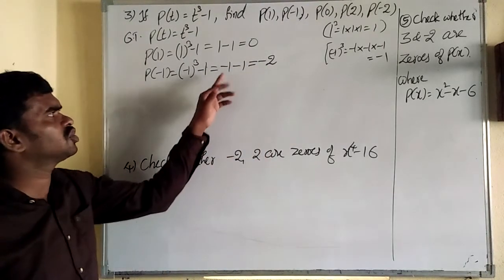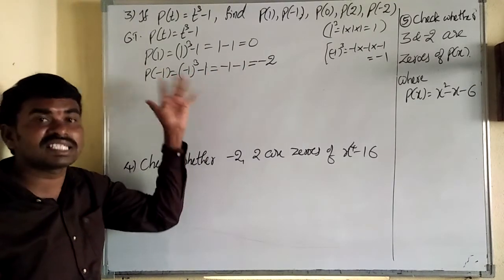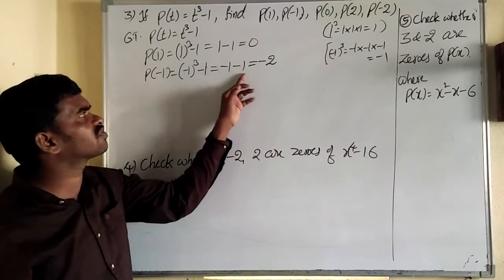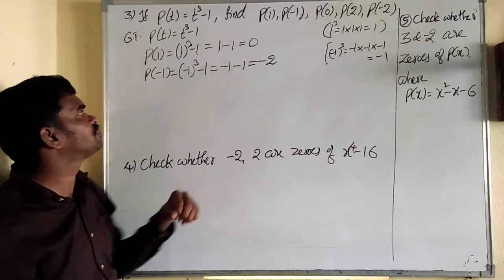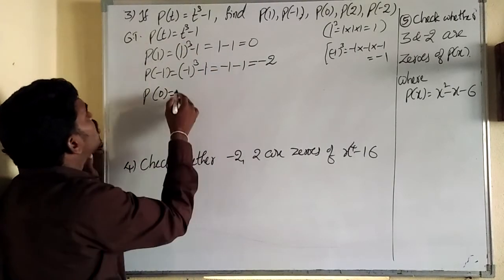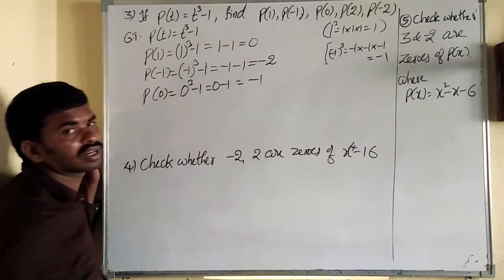There is no multiplication between them. That's why minus minus minus. Minus into minus is plus, but the multiplication sign is not there. So -1, no, -1, total -2. Next, P of 0. So t cube means 0 cube minus 1. So 0 minus 1 means -1.